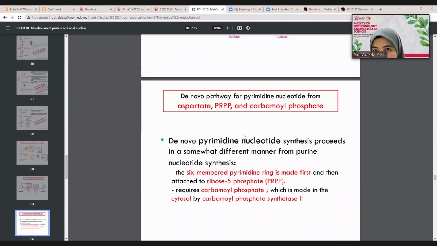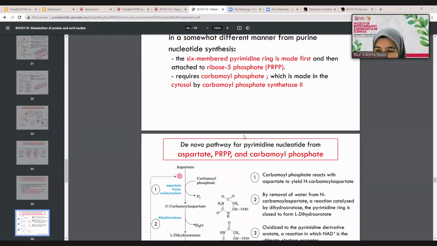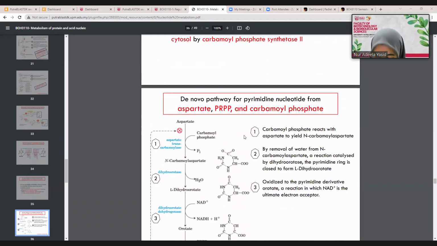So in general, the process of pyrimidine biosynthesis is much simpler than purines. It is very simple. What we can say is that it involves aspartate, PRPP, and also carbamoyl phosphate.